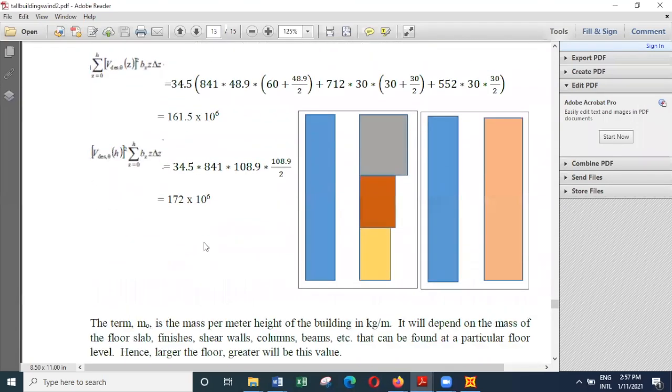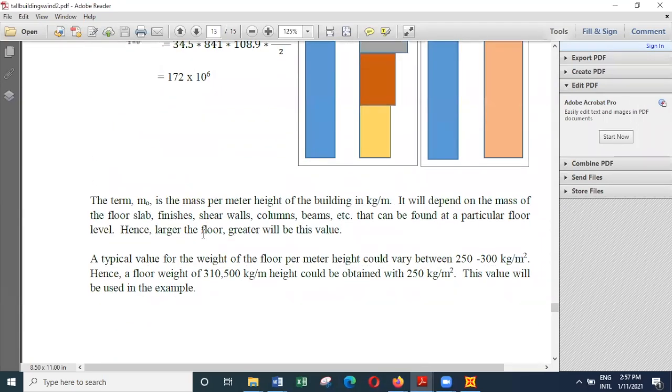And m naught is the mass of the building in kilograms per meter, where the meter is in the vertical direction. So that means the weight of the building per meter height, in kilograms per meter. Mass of the building per meter height in kilograms. So the unit is kilograms per meter. So how do you calculate the masses?